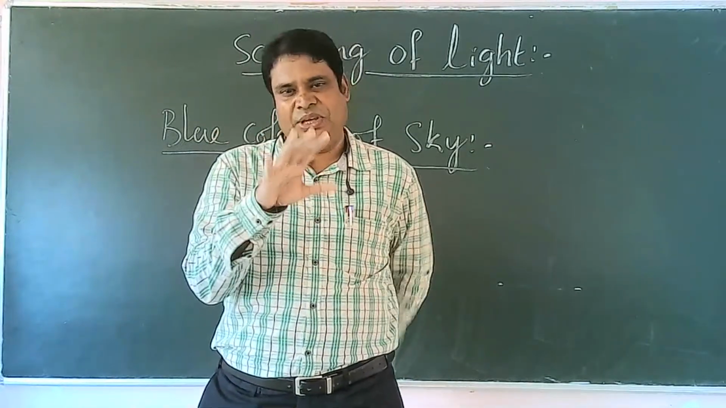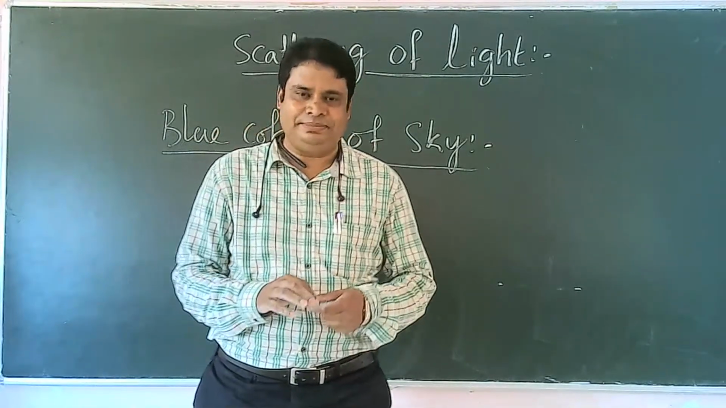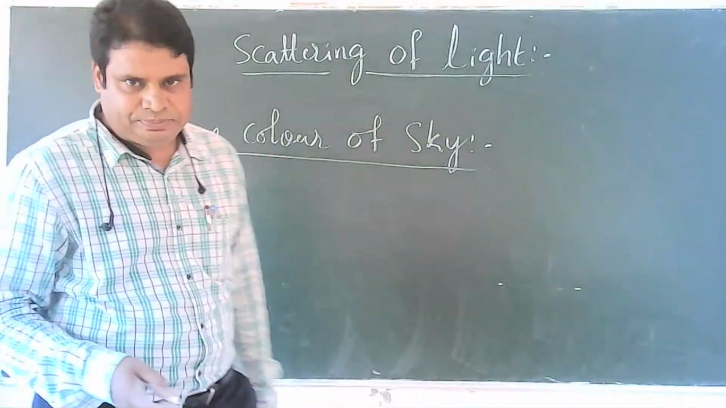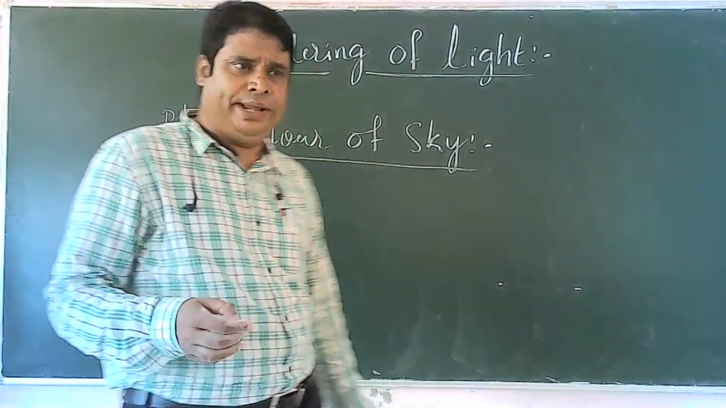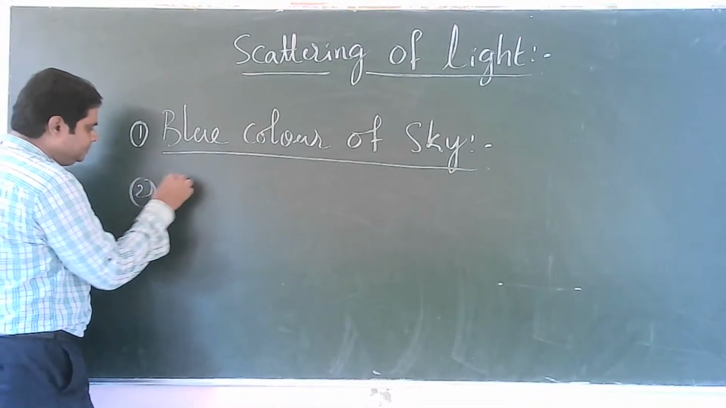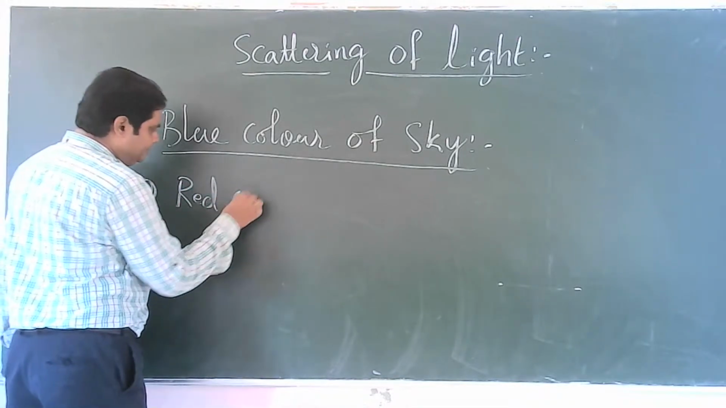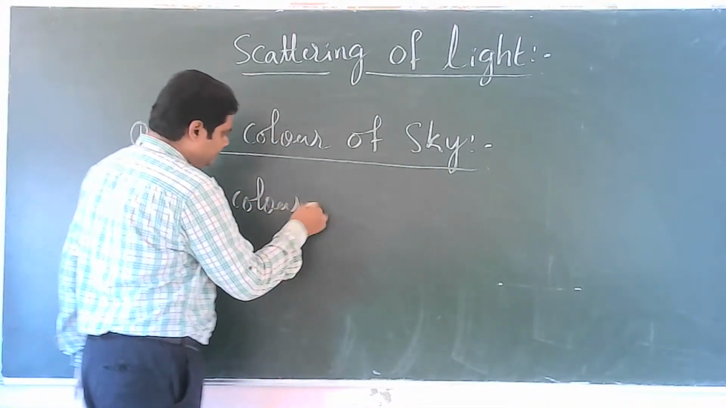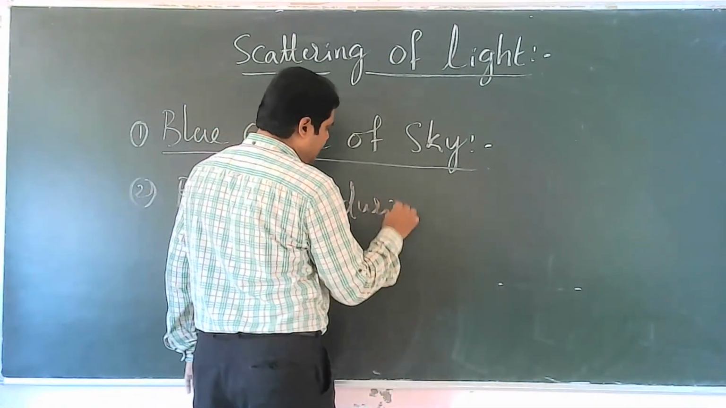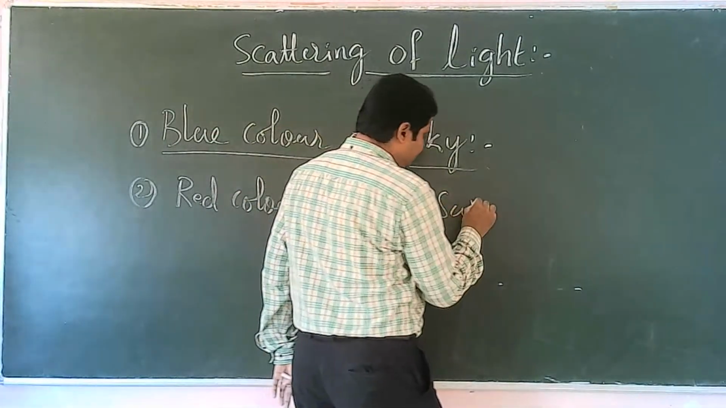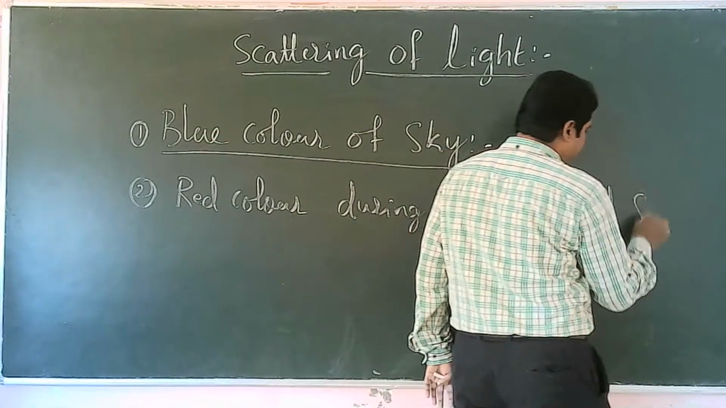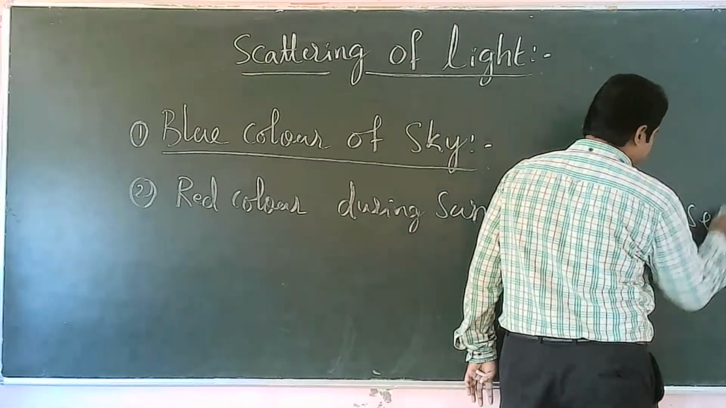This blue color of the sky is due to scattering of light. There is one more natural thing we observe in our daily life. This is the first one. Second one, red color during sunrise and sunset.